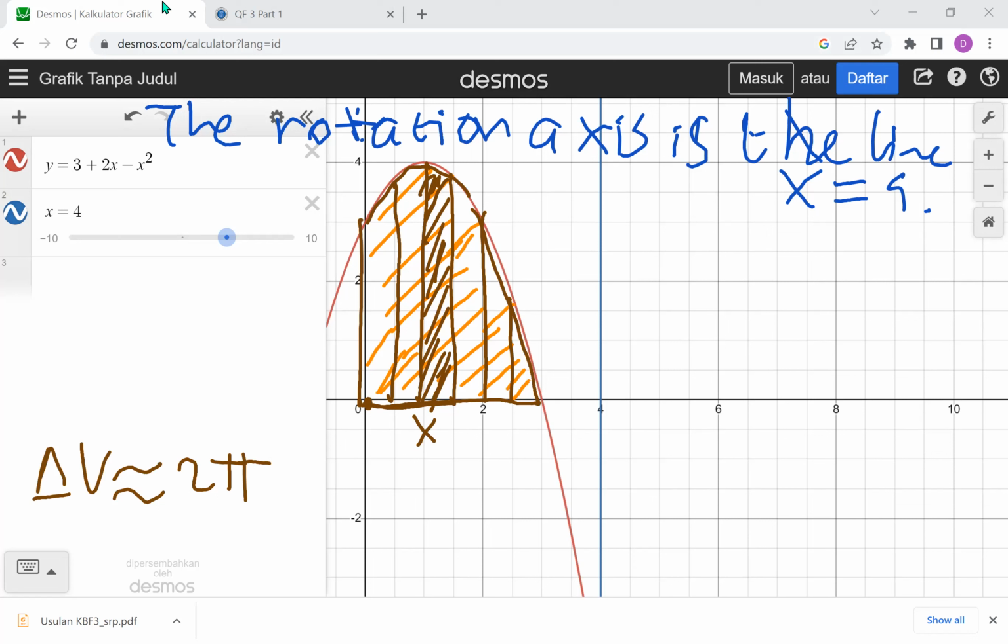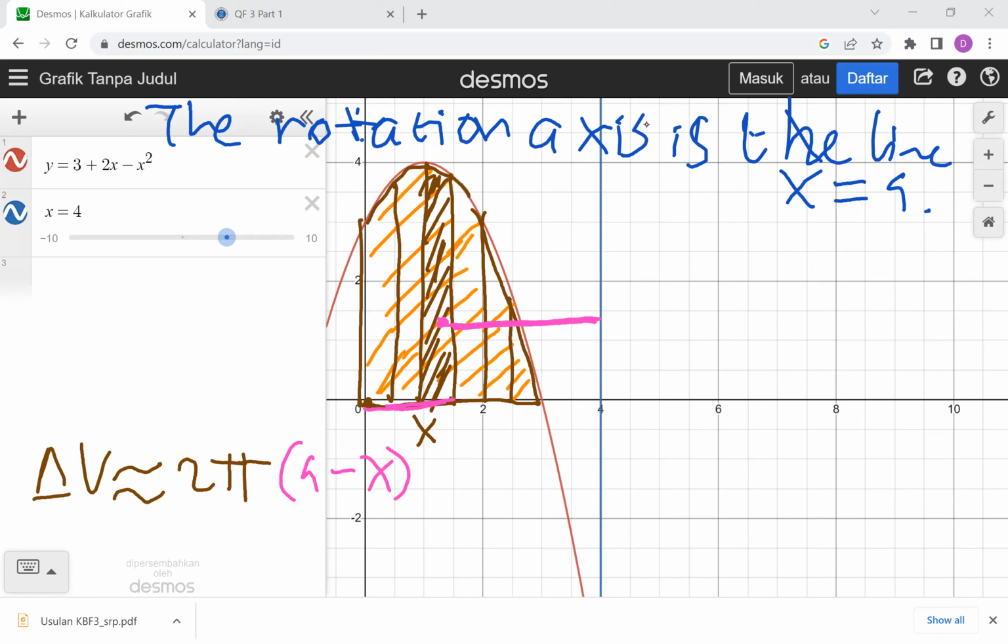Recall the formula for the method of shells. 2 pi multiplied by average radius. So what is average radius? Average radius is the distance from the region to the rotation axis. So if this is x, what is this one? 4 minus x. Good.